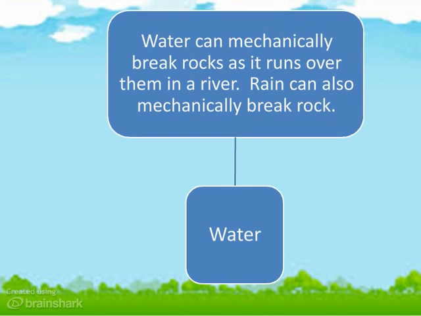And finally, water is another type of mechanical weathering. Water can break apart rocks as it runs over them in a river, and sometimes rain can also do this too.